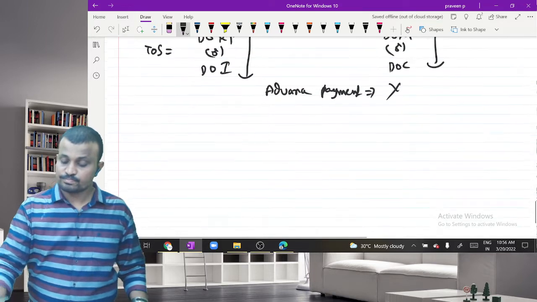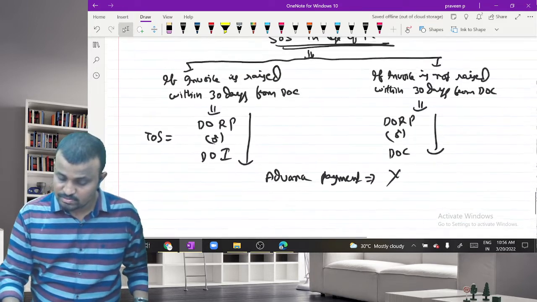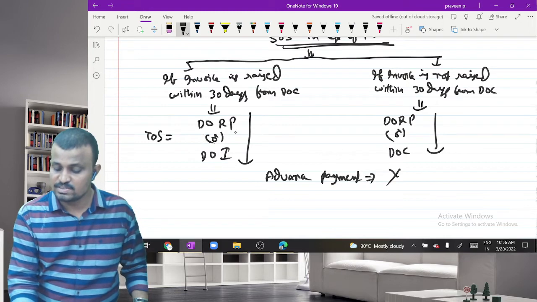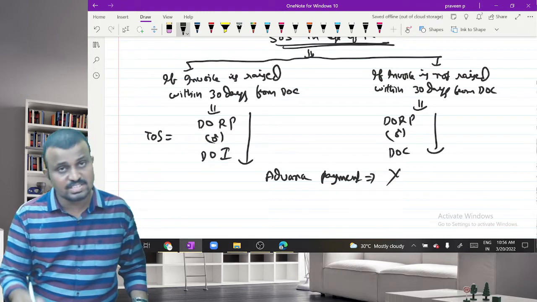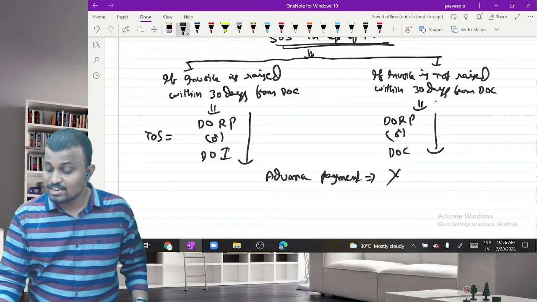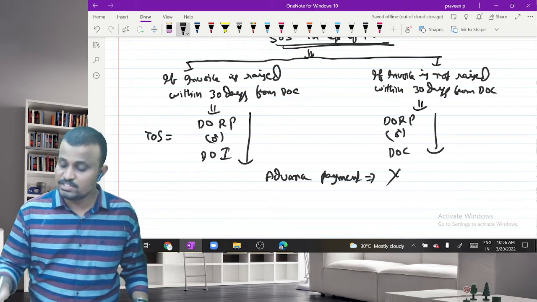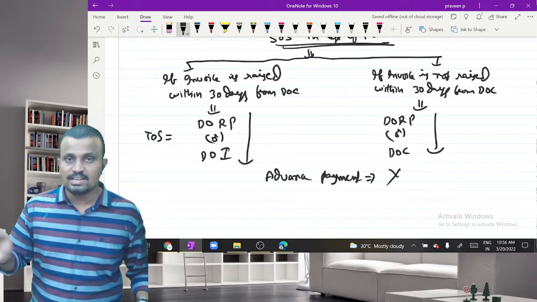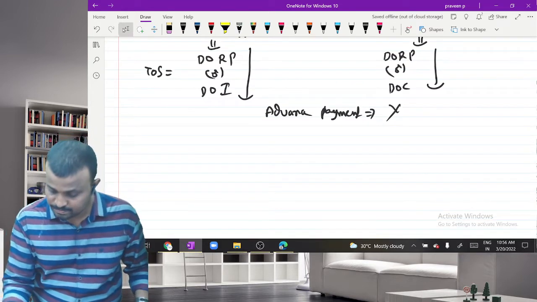not in case of supply of services. Next. So if invoice is raised within 30 days from the date of completion, the time of supply is date of receipt of payment or date of invoice, whichever is earlier. If invoice is not raised within 30 days from the date of completion, date of receipt of payment or date of completion of service, whichever is earlier, is said to be the time of supply.